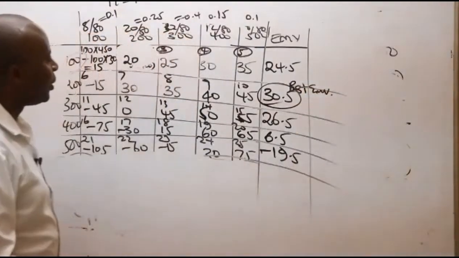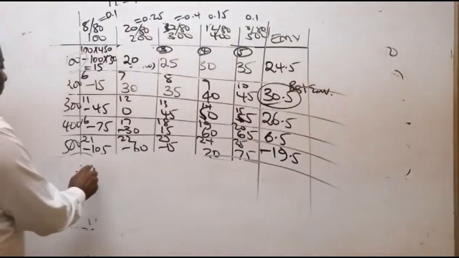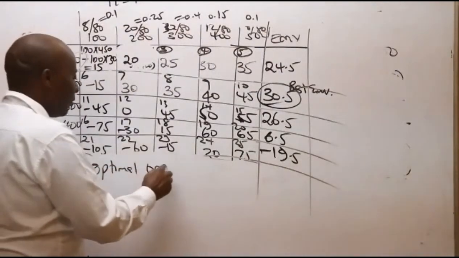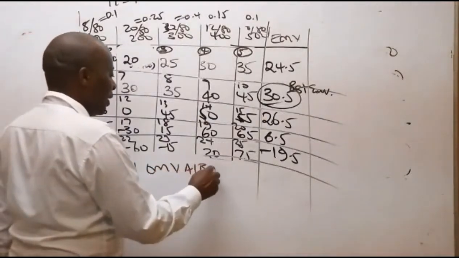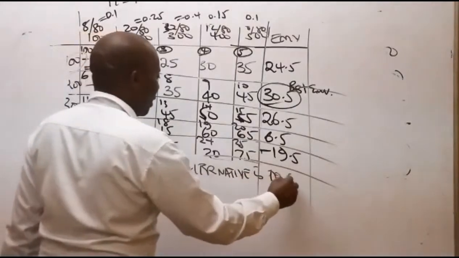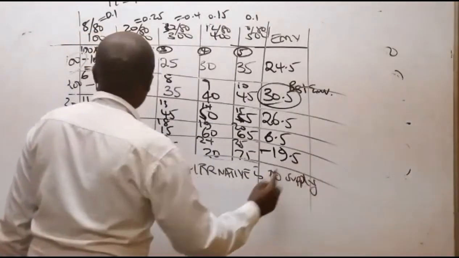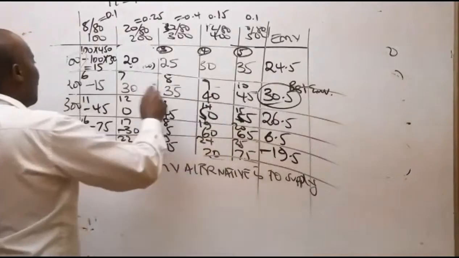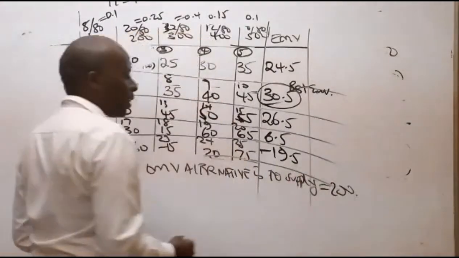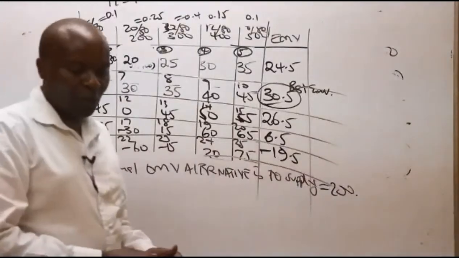So implying, ladies and gentlemen, that the best or optimal EMV alternative is to supply the one that corresponds to this: to supply 200 crits. Thank you.